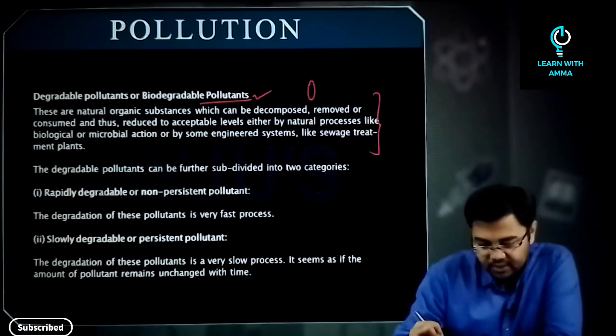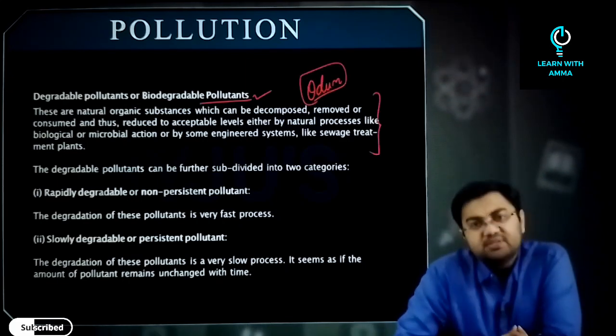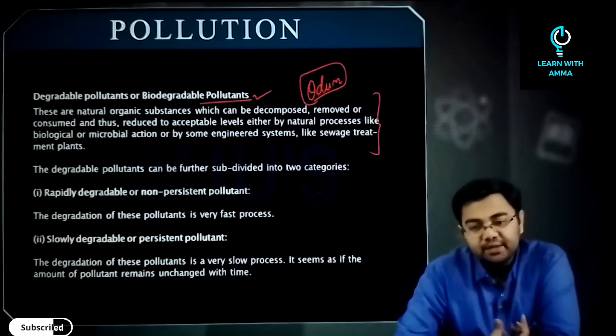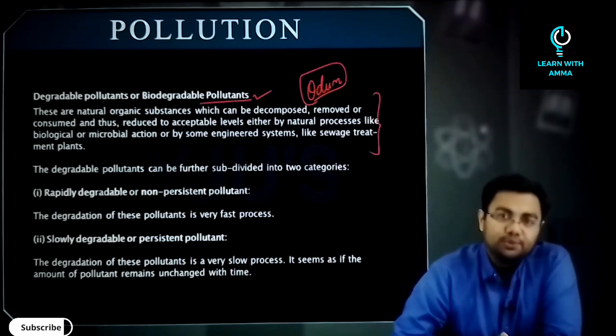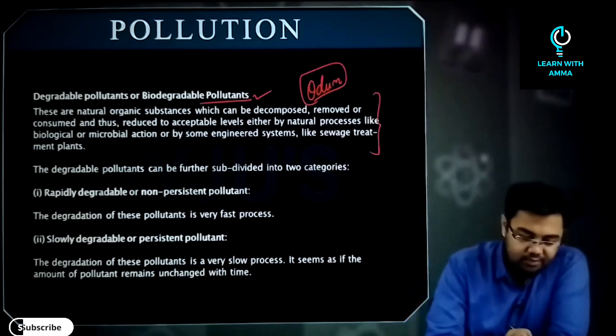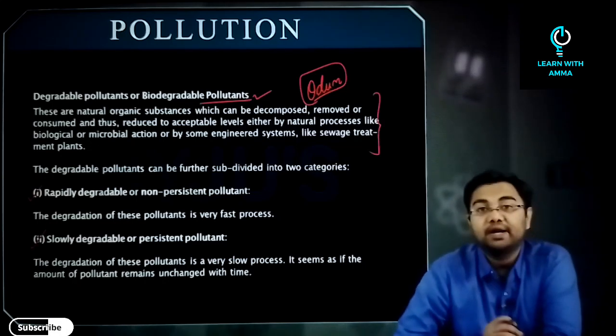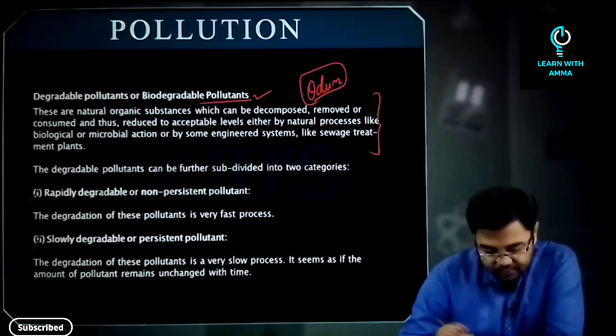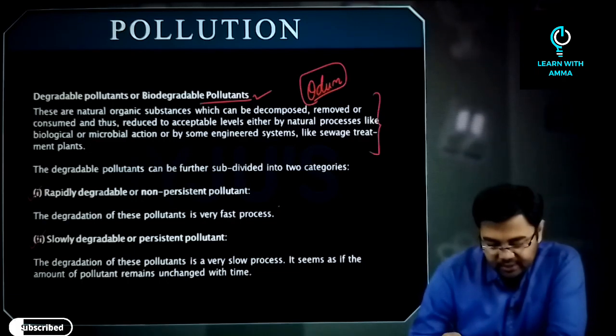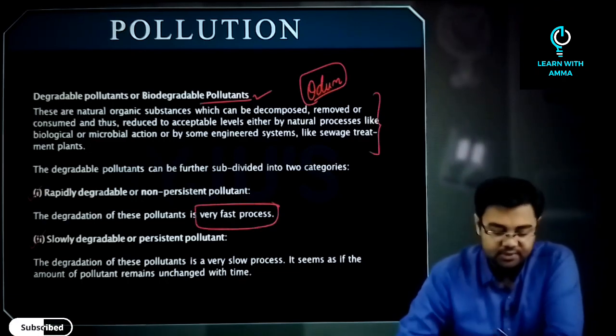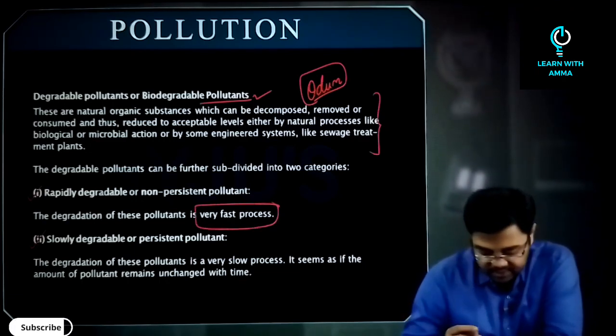Then the next kind of pollutant that we have is a biodegradable pollutant, and again this definition was given by Eugene Odum. Now even something which is degradable, it can degrade very fast or it can degrade slowly, and depending on that we again classify this particular kind of pollutant into two kinds. One which is degradable and the degradation is a very fast process.